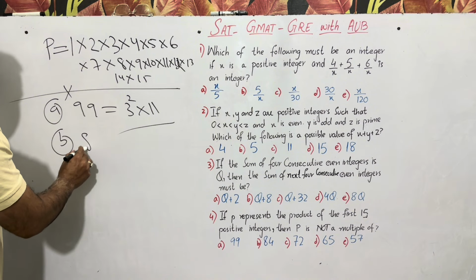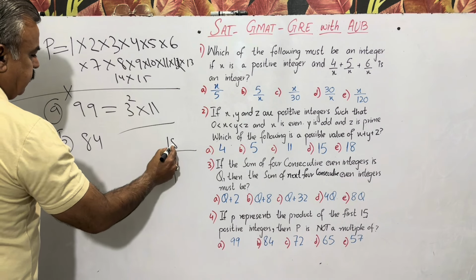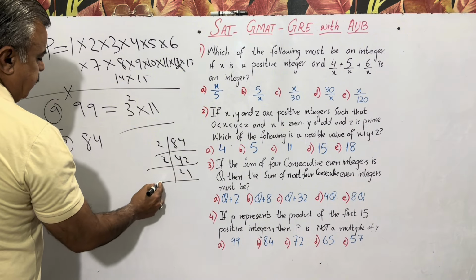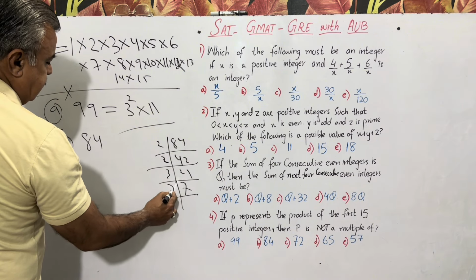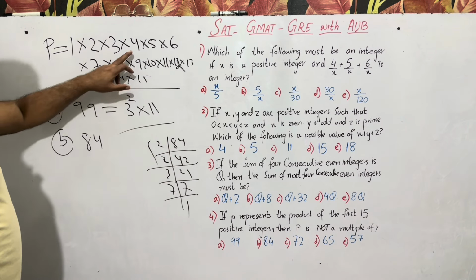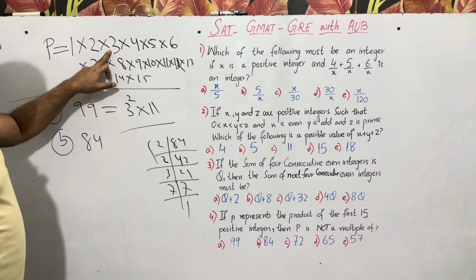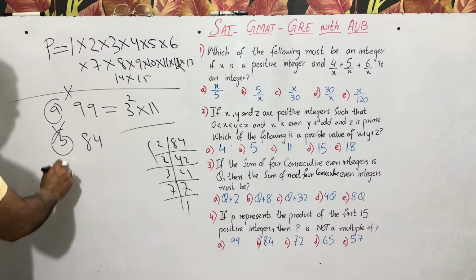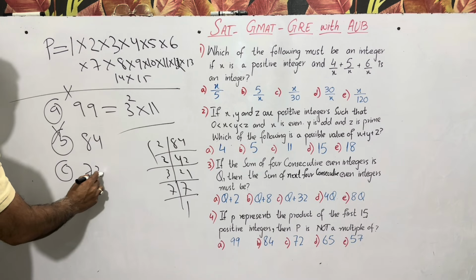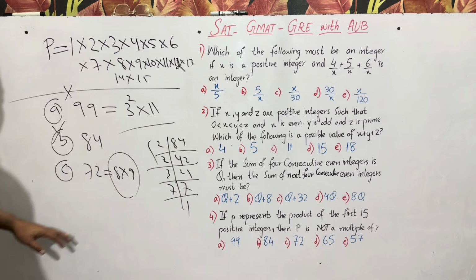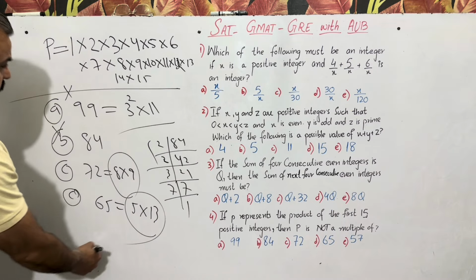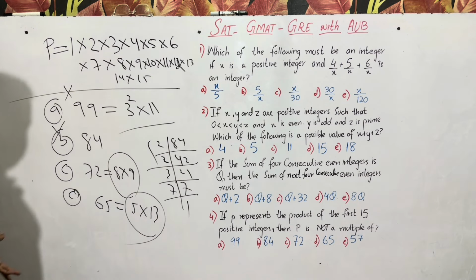Taking option B, 84, factorize it: 2 times 2 times 21, which is 3 times 7. Look at 2 squared, 4 is present, 3 is present, 7 is also present, so it is not our option. Discard option B as well. What about 72? Factorize it as 8 into 9. 8 and 9 both are present. Leave it. What about 65? It is 5 into 13. 13 is present, 5 is present. It is not our option.